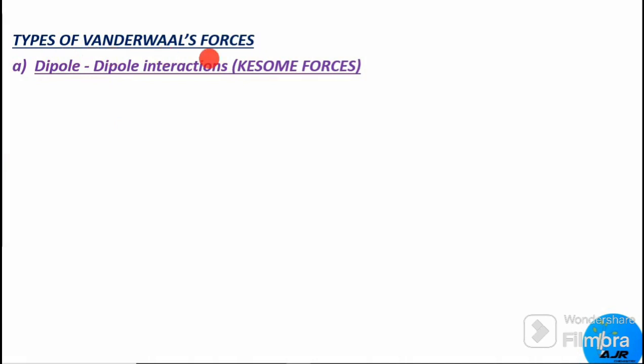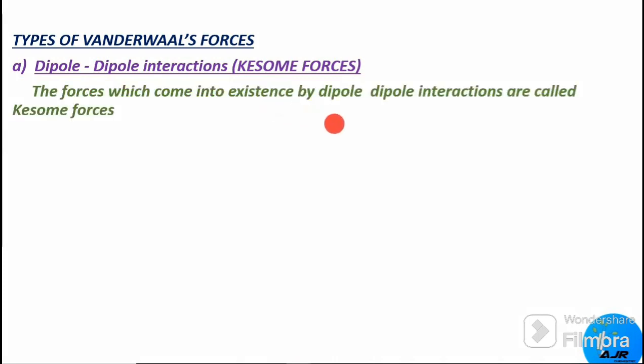Under the types of van der Waals forces, we have three categories. The first one is the dipole-dipole interactions. The other name for this type of interaction is Keesom forces. What do you mean by this Keesom force or the dipole interaction? Forces which are developed due to dipole-dipole interactions are called Keesom forces.